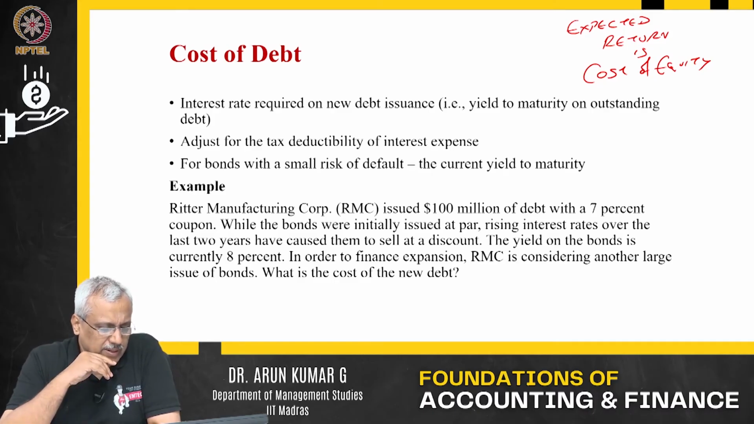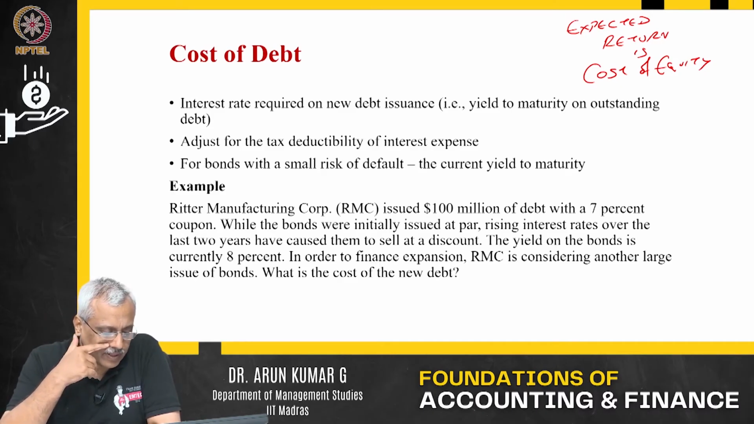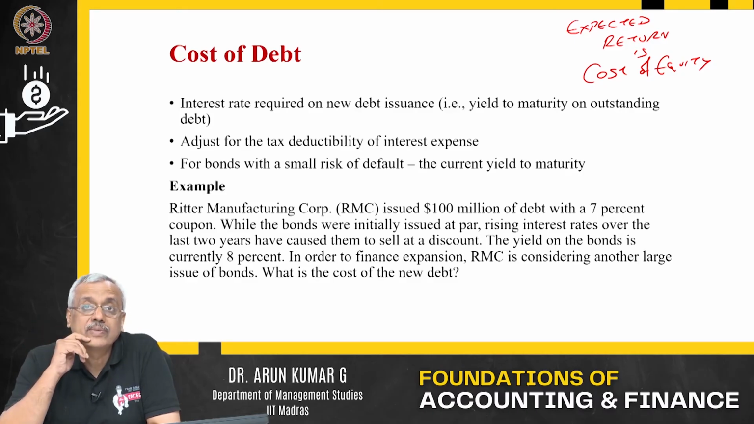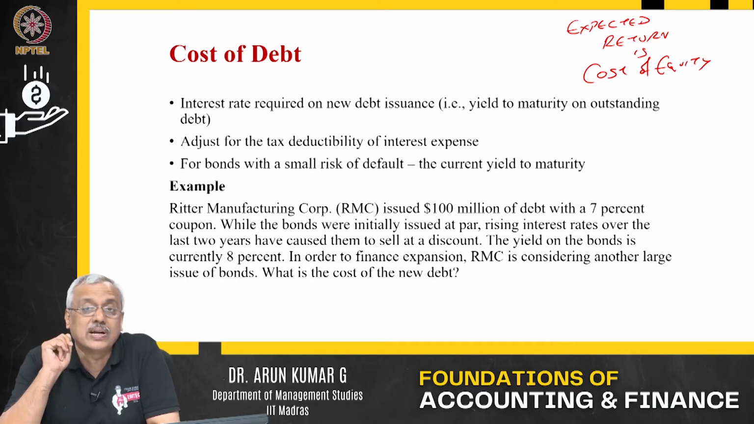Let us take up the example. Retail manufacturing company issued about 100 million of debt with a 7% coupon. Coupon means interest rate. Well, the bonds were initially issued at par. Rising interest rates over the last 2 years have caused them to sell at a discount. The yield on this bond is currently 8%. In order to finance expansion, RMC is considering another large issue of bonds. What is the cost of the new debt?